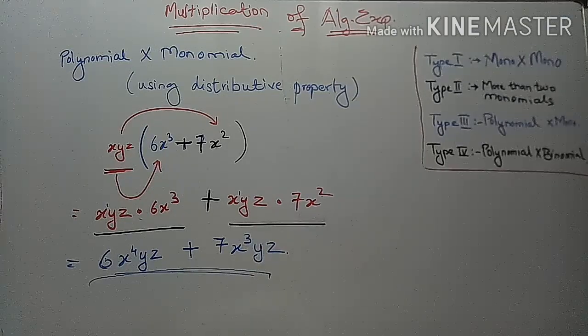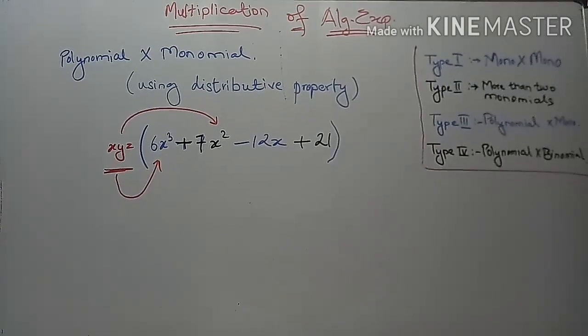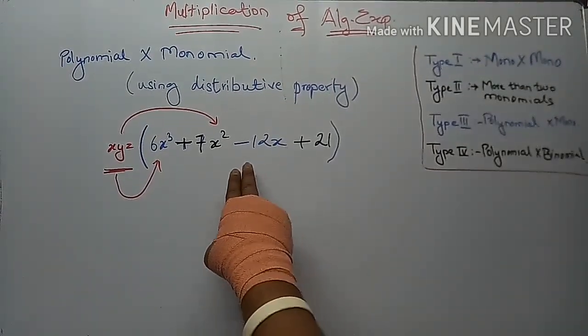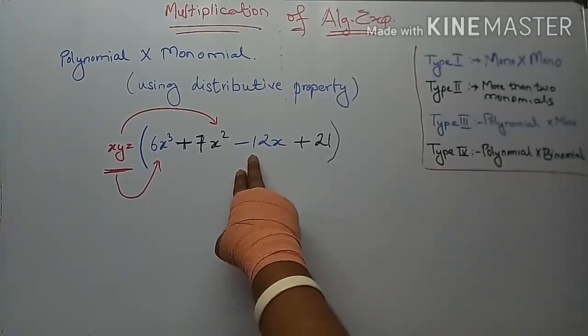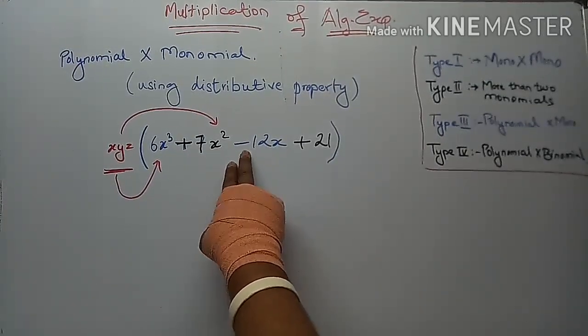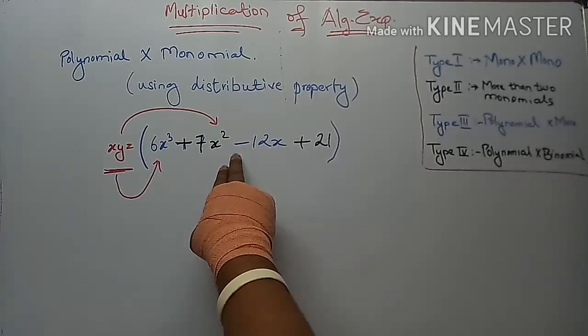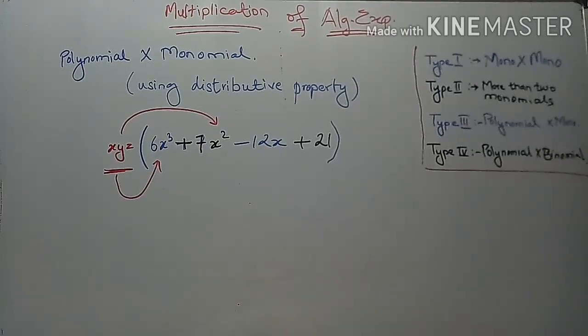Now let us make it a little more complicated by adding more terms to this. Okay, another example. We have just added two terms, that is 6x cube plus 7x square was already there. Now we have added 2 more terms, in fact subtracted minus 12x from here and added 21. So give some time to yourself and think how will you proceed in this. Pause the video and try and solve it.